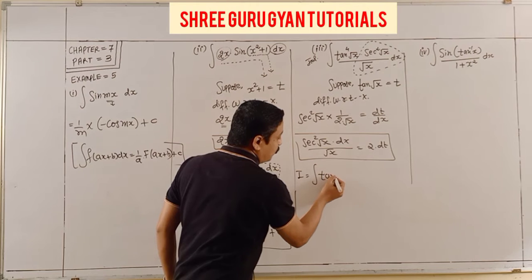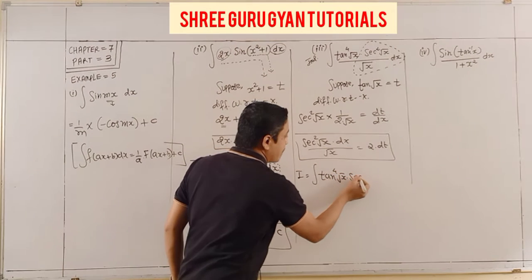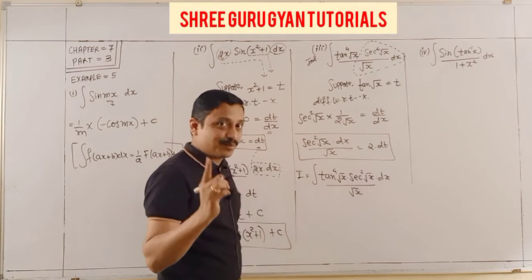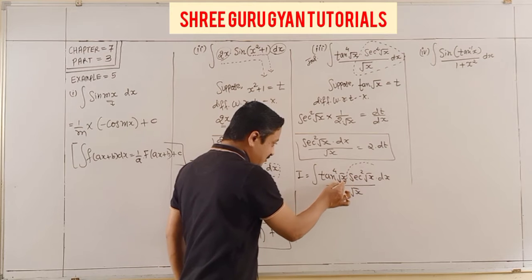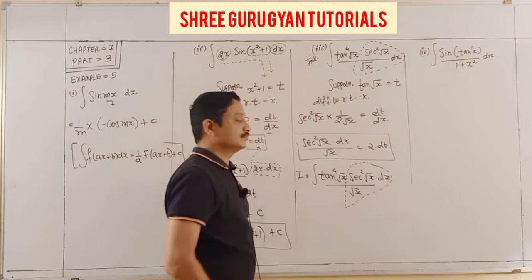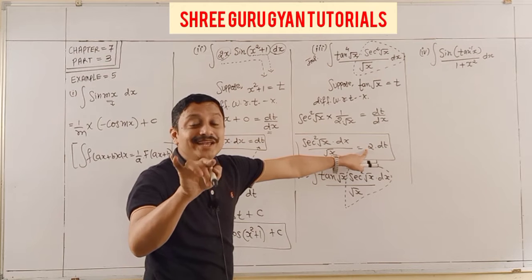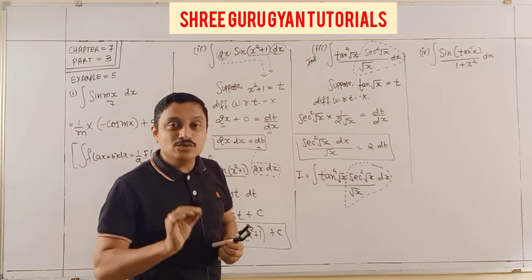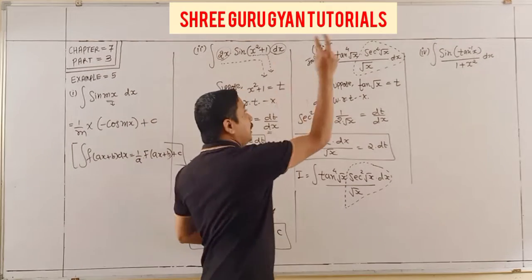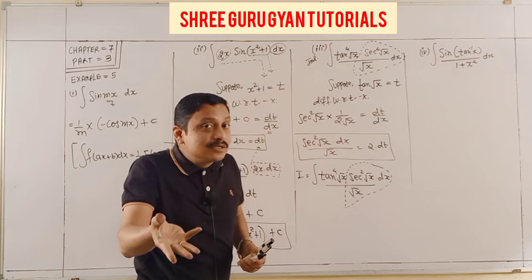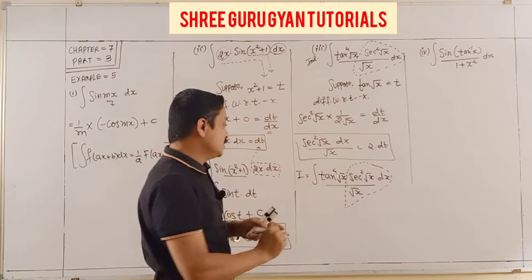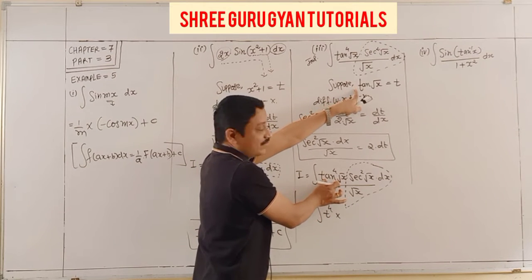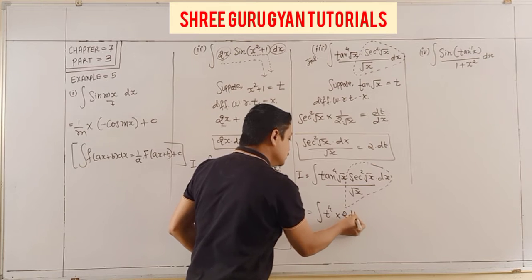Integration of tan to the power 4 of root x, sec square root x dx by root x. One more time I repeat, students, just check this one. Is that actually 2 dt? So one more time I repeat: in the place of composite functions, use the suggestion t. If a power is given, then assume the power and relate it to the derivative. Get the answer. So here, students, it is t raised to 4 because tan root x is assumed t, and that part is 2 dt.